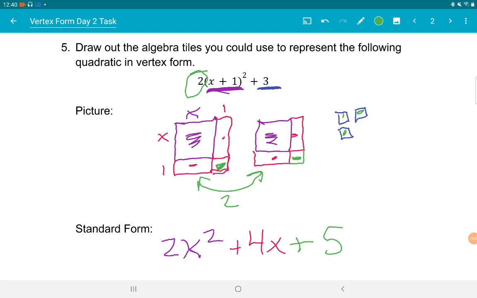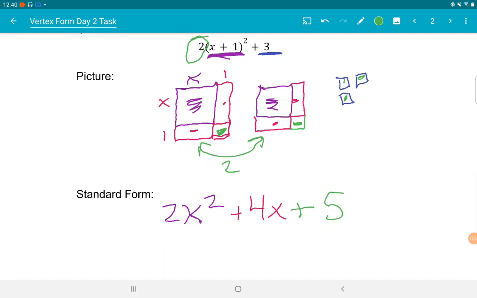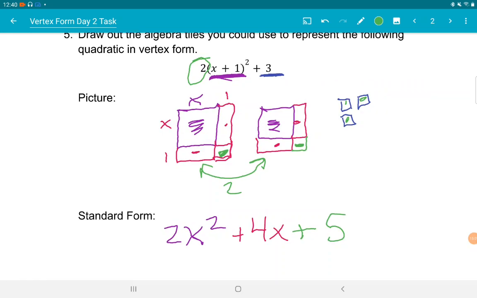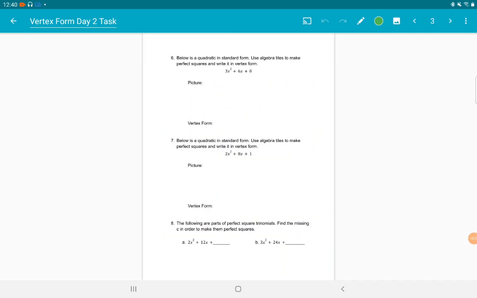Okay, so I'll just leave this up for a couple seconds and then we're going to move on here. Okay, let's go ahead and move on. We're going to flip over to our next page.